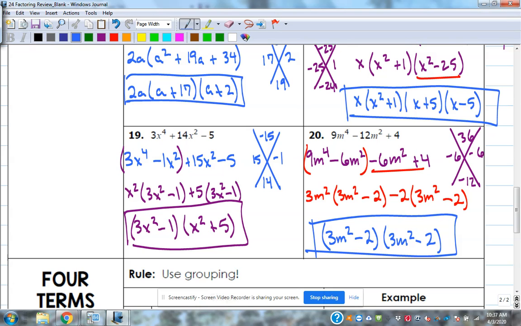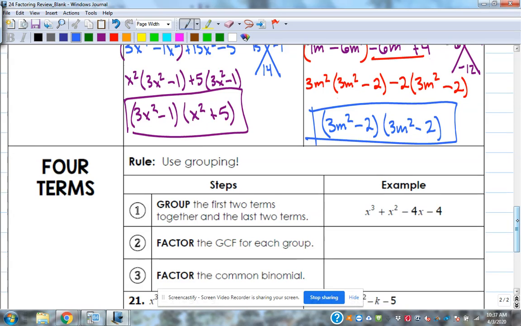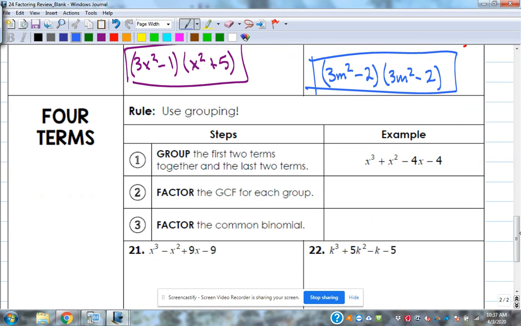Let's look at 4 terms. 4 terms we use grouping. Group the first 2 terms together, and the last 2 terms. Factor the GCF out of each group. So for this example, we factor out x squared and leave us x plus 1. We factor out a negative 4 and leave us x plus 1. And then the factors are x plus 1 and x squared minus 4.